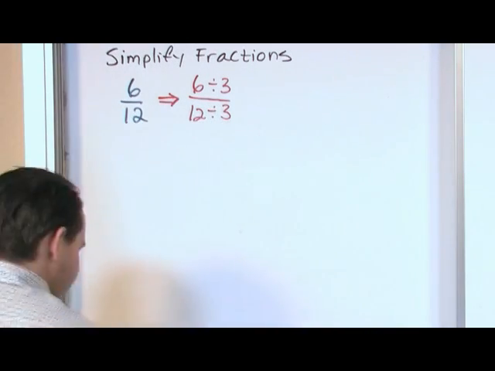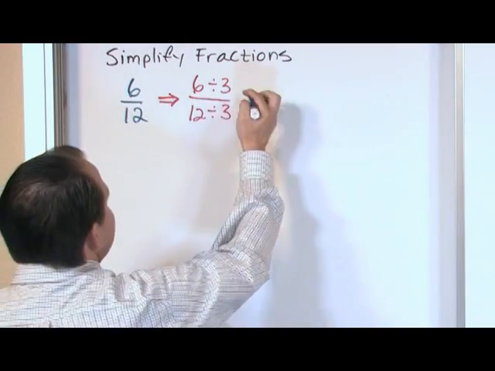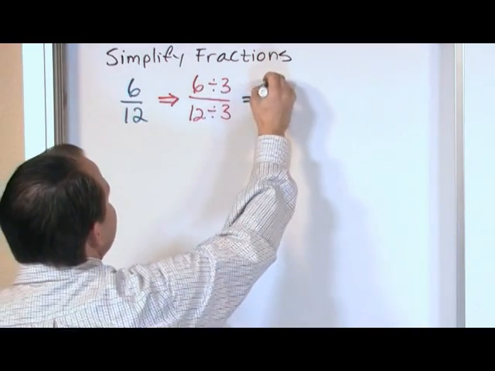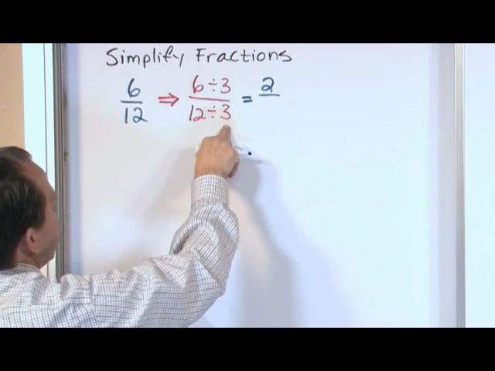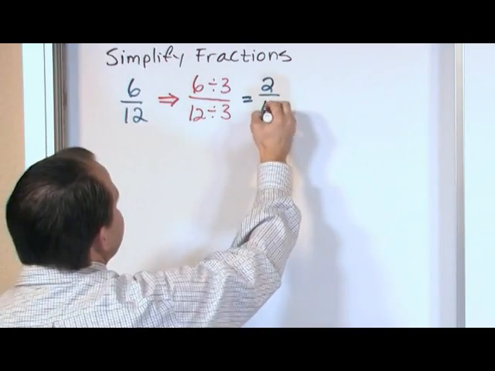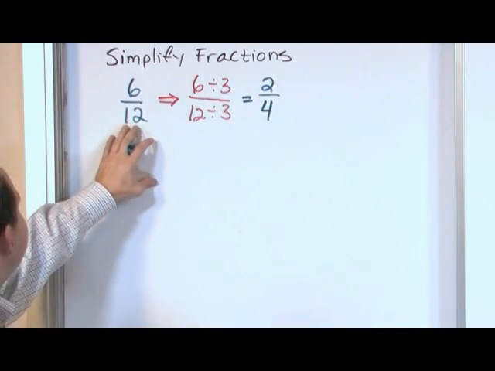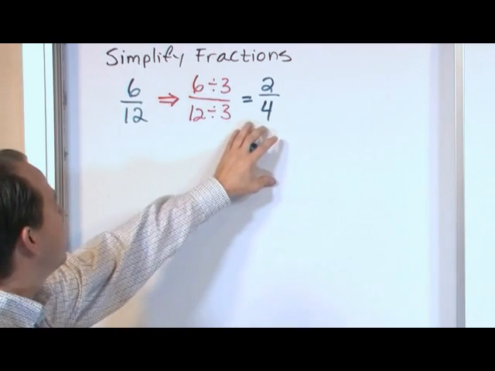So when I do this, what is 6 divided by 3? 6 divided by 3 is 2. What is 12 divided by 3? 12 divided by 3 is 4. So I have reduced this fraction from 6/12 to 2/4.